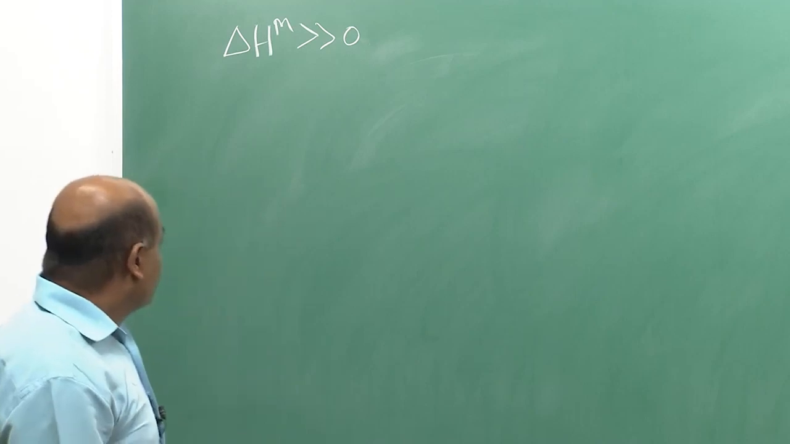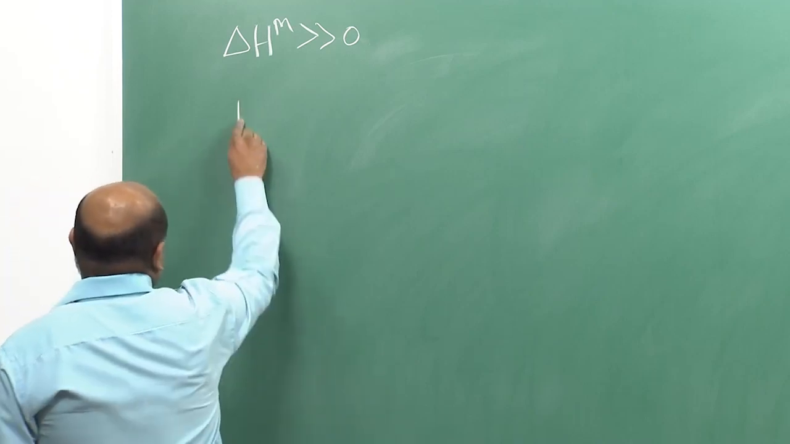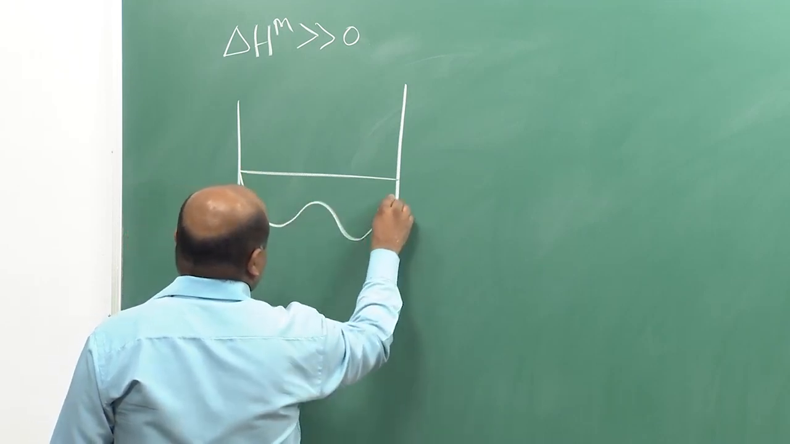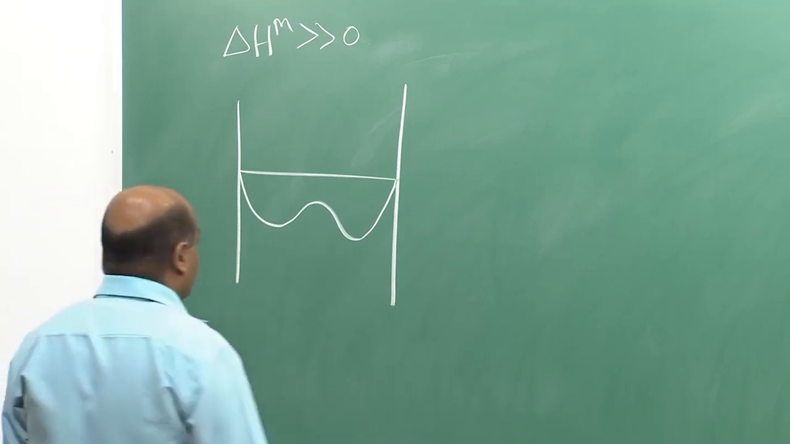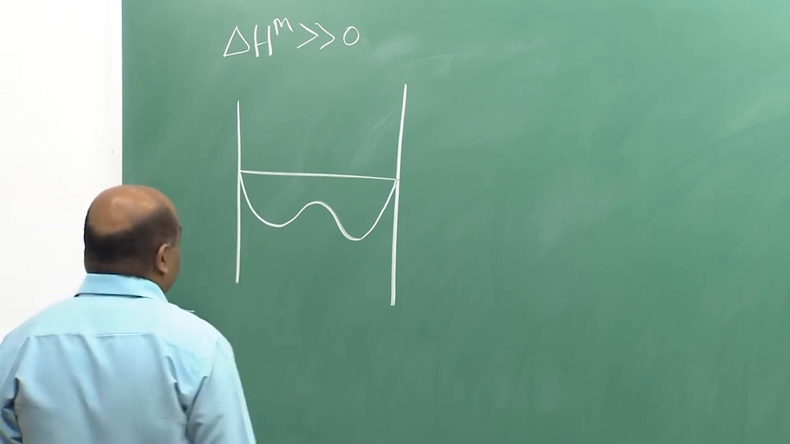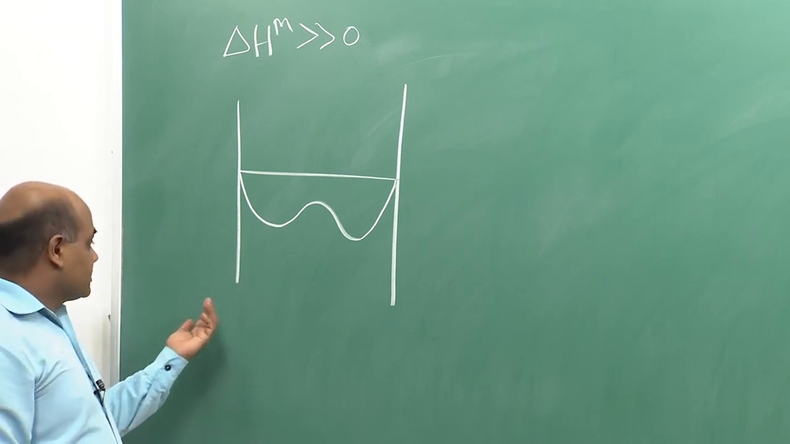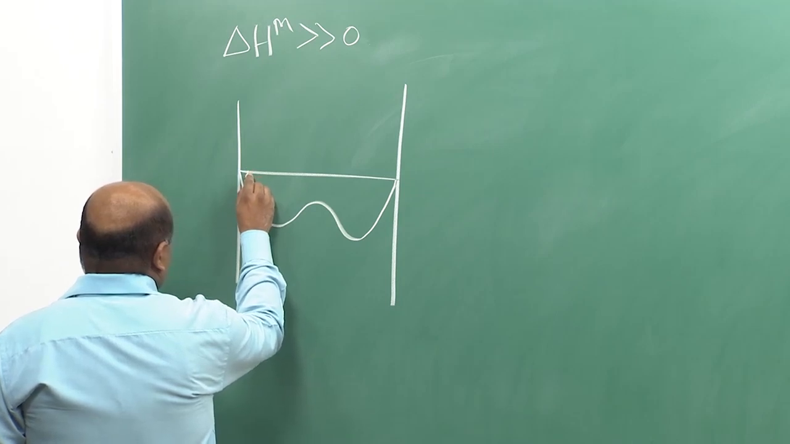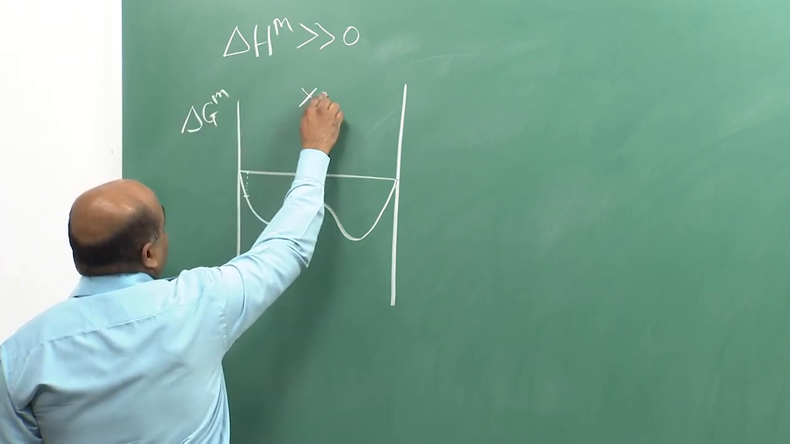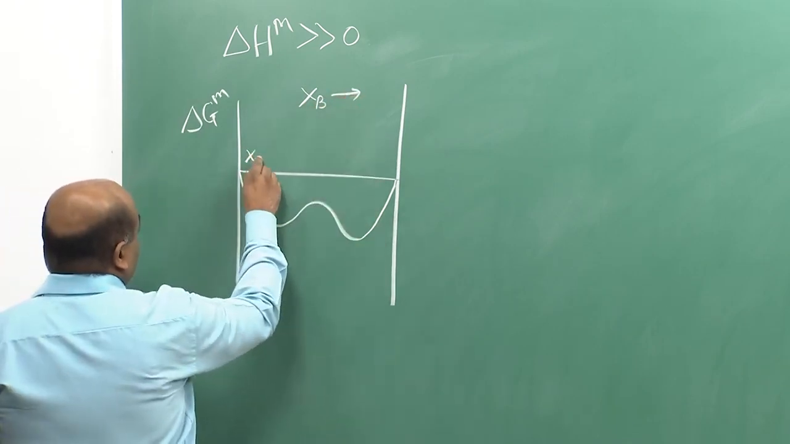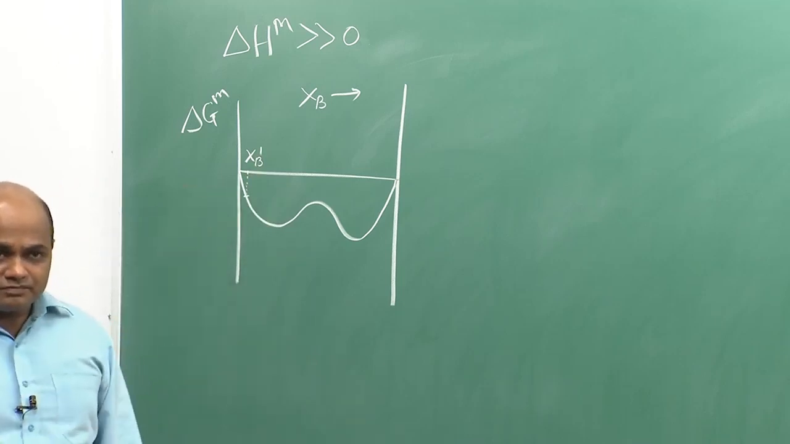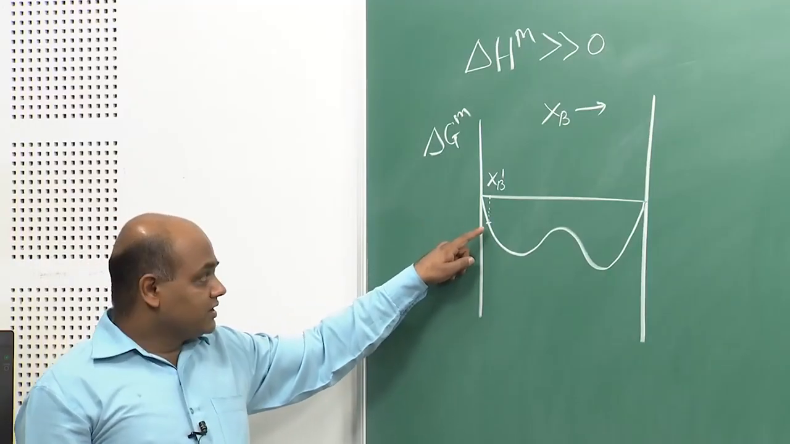So, we have seen when delta H m is greater than 0 and when it has a large magnitude, delta gm curve will develop a negative curvature. Now, how do we assess the stability of solutions in this case? So, if we consider any composition towards A rich or B rich side, suppose any composition towards A rich side here. So, we are drawing delta gm versus xb, and if we consider composition xb1 here, and we see that delta gm is negative. So, the solution is stable, single phase solid solution is stable in this case.